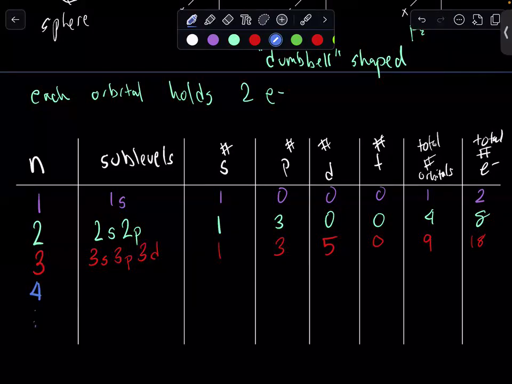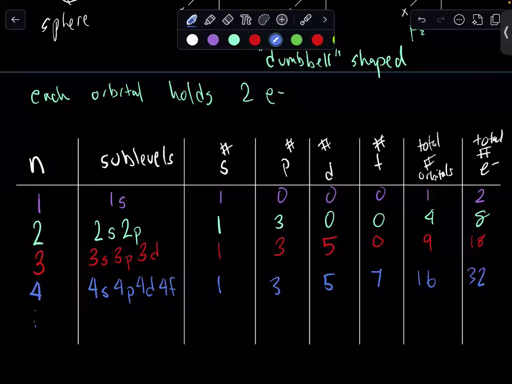And we could go further down, but we're only covering up to four. Here we have our 4s, our 4p, our 4d, and our 4f. So we have 1, 3, 5, and there are 7 f orbitals. And so for our total number of orbitals, we have 16 for a total of 32 electrons.